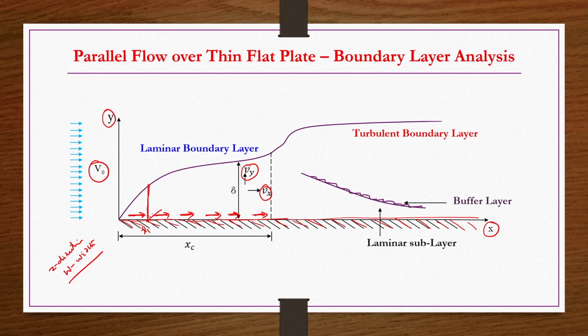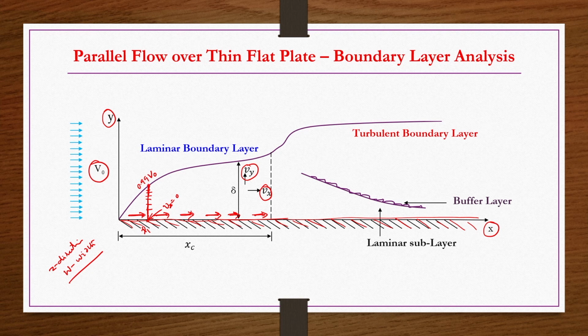At the surface, Vx is equal to 0, and Vy is also 0. Let us take only the horizontal velocity component and not worry about Vy. As you move up away from the surface in the normal direction, the velocity gradually increases like this. Then you locate the point at which the velocity becomes 0.99 times the free stream velocity, or 99% of the free stream velocity.